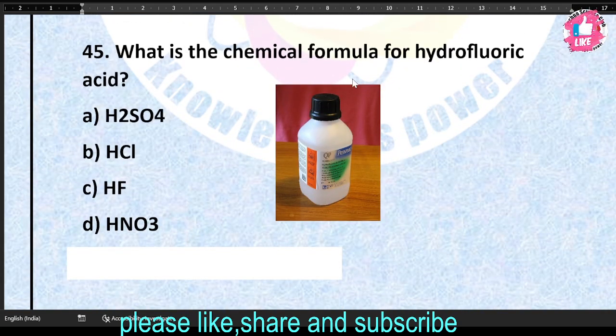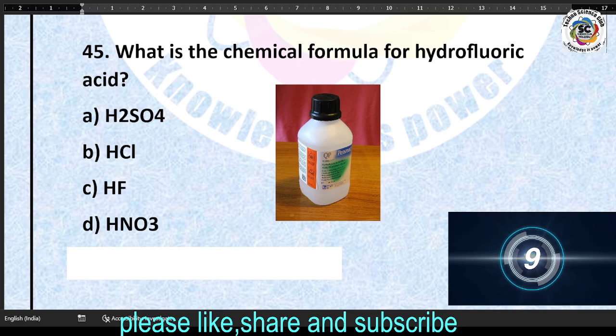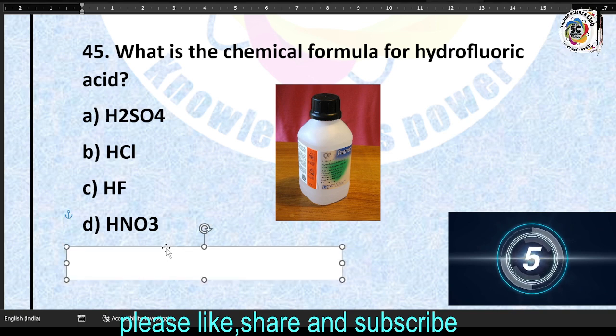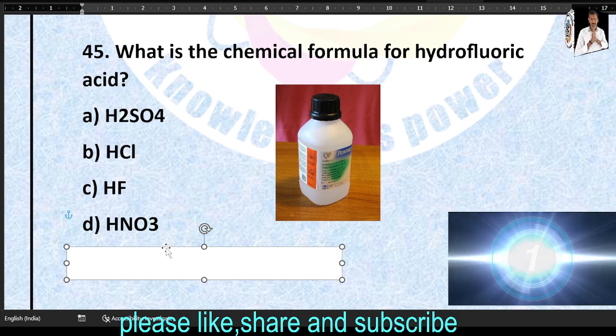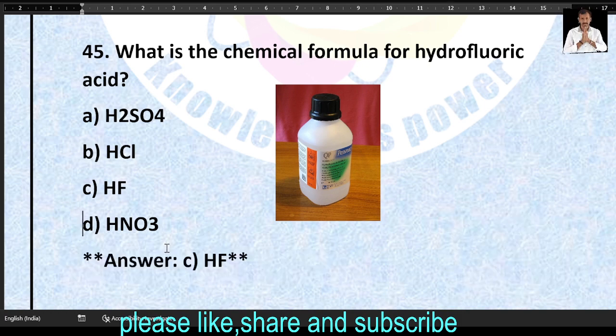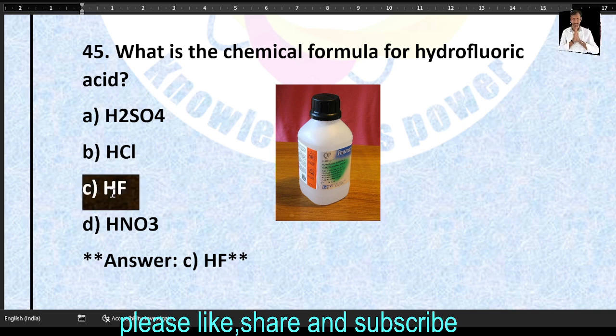45. What is the chemical formula of hydrofluoric acid? Very good. The chemical formula of hydrofluoric acid is HF. Option C is the correct answer.